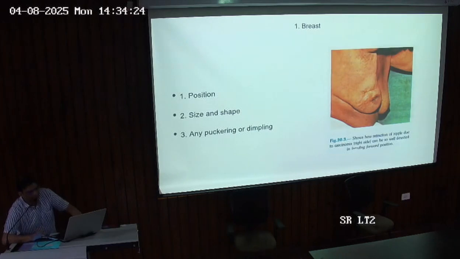Now, this case shows retraction of the nipple. Retraction of the nipple can occur in either a benign disease or a malignant disease. In malignant disease, it is circumferential retraction, where the whole of the nipple is drawn in. In benign diseases, only a slit-like retraction is there. It is not 360-degree retraction. So that is the difference.